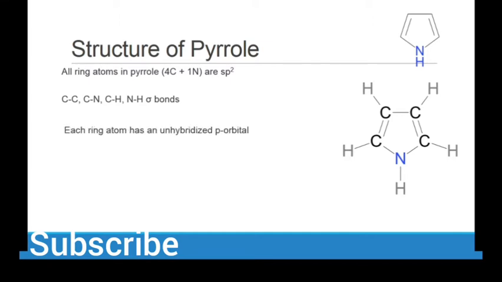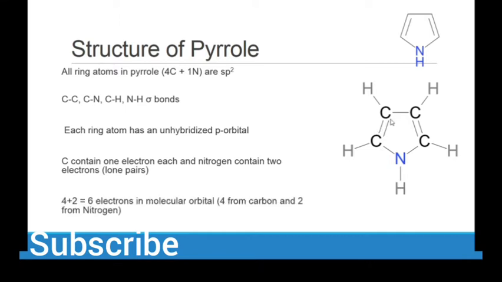Each ring atom has an unhybridized p orbital. So ring atoms have unhybridized p orbitals. So these are p orbitals, one on each atom. The unhybridized p orbitals are able to form double bonds. Each carbon contains one electron which takes part in the double bond, and nitrogen contains two lone pairs.